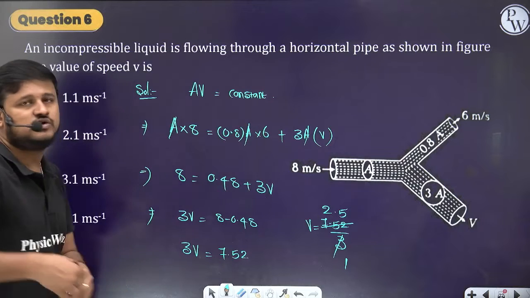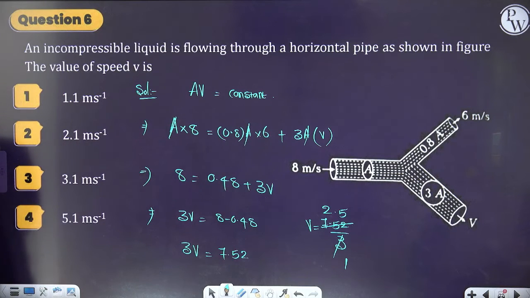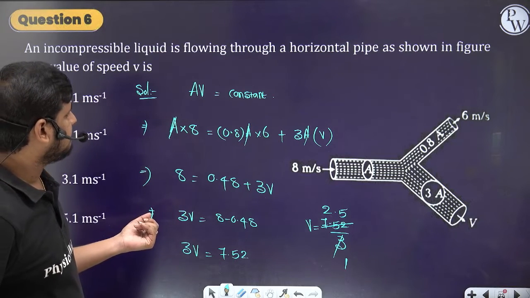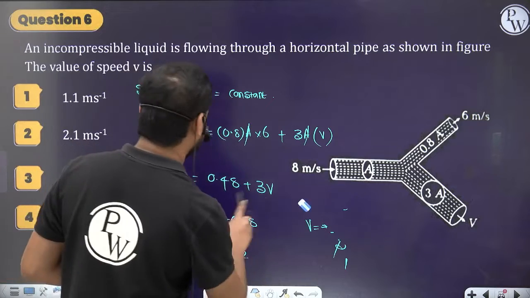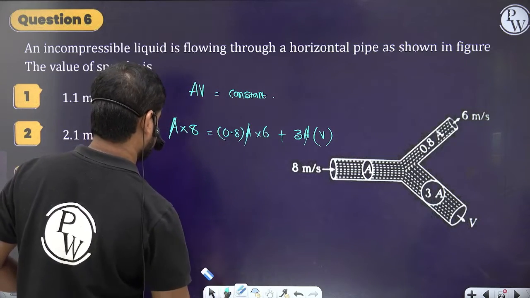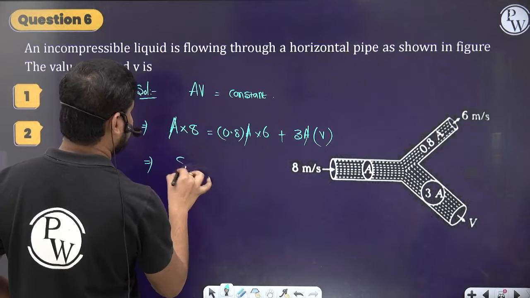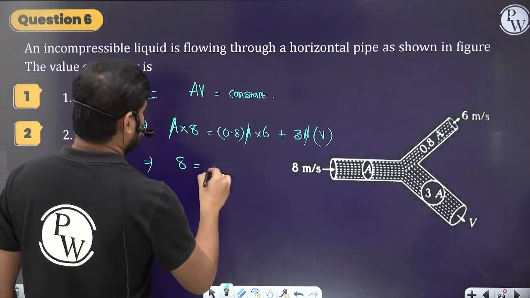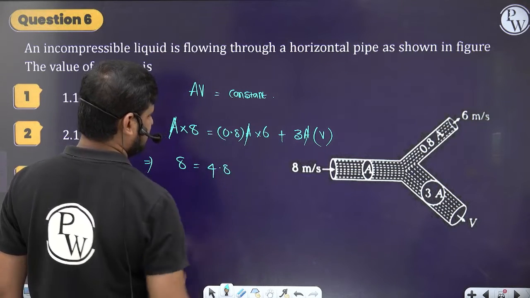Is there any value given wrong? So let's check the calculations again, guys. Any calculation mistake I did? So let me do it again. So this is 8 is equal to, sorry, this is 4.8. My bad. This is 4.8.